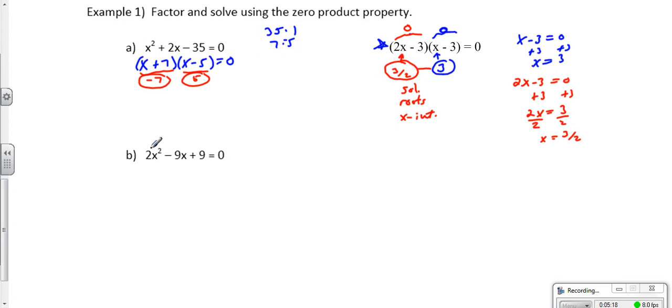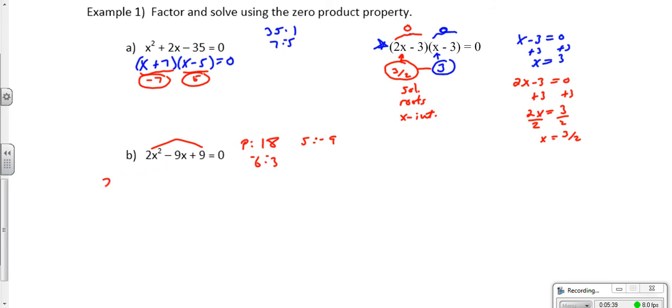Next one, again a little blast from the past here. Multiply those together, we have 18, that's the product. The sum is negative 9. So what are the factors of that? Well, 6 times 3, if I make them both negative, I get positive 18 as a product and I get a negative 9 as a sum.